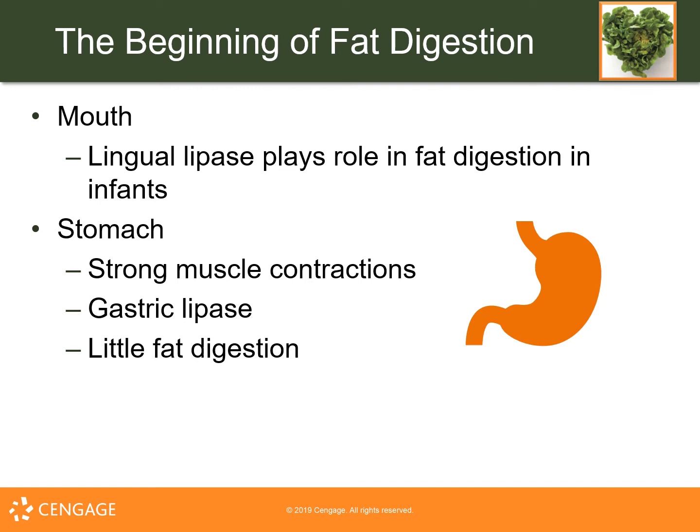The beginning of fat digestion. In the mouth, lingual lipase plays a role in fat digestion in infants. It's more relevant for infants due to the short and medium chain triglycerides in milk, specifically breast milk. As for the stomach, you have muscle contractions that mix chyme with digestive enzymes, and it turns fat into smaller droplets. Gastric lipase works a little bit, but not much fat digestion occurs in the stomach.